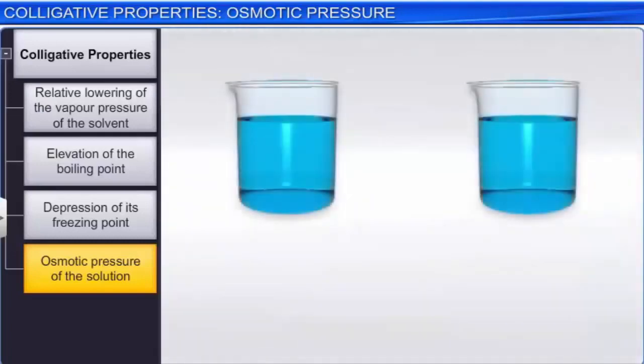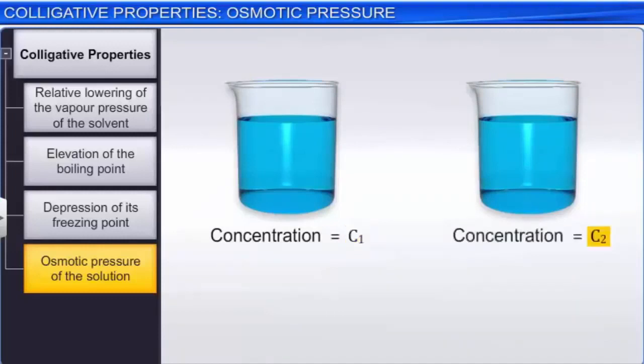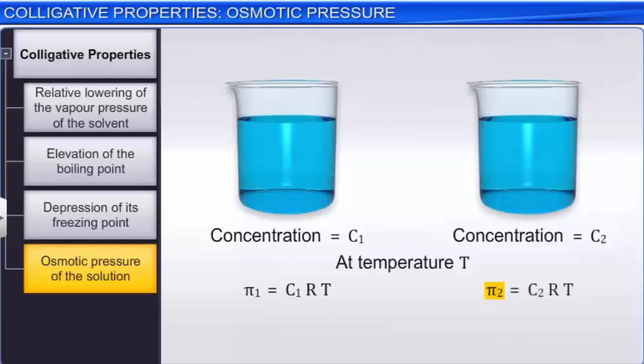Let us consider two solutions with concentrations C1 and C2 at temperature T. Then osmotic pressure for the first solution, pi1, is equal to C1 multiplied by R multiplied by T, while osmotic pressure for the second solution, pi2, is equal to C2 multiplied by R multiplied by T. Now, if the solutions have the same concentrations, that is, if C1 is equal to C2, then pi1 becomes equal to pi2.